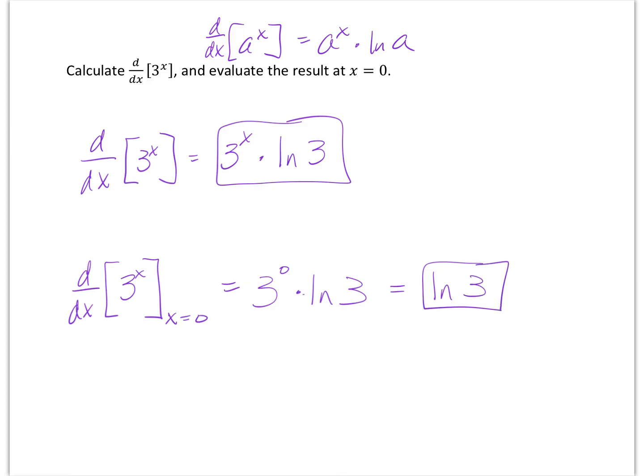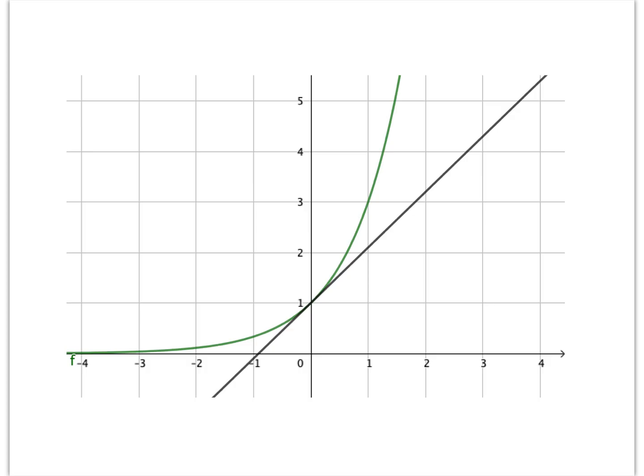To interpret that graphically, that is the slope of the tangent line to y equals 3 to the x at x equals 0. And here's a picture of what we just found. This is the graph of y equals 3 to the x, and this line is the tangent line to the graph at x equals 0. So here's x equals 0, it's tangent at that point, and you can see that it has a slope of the ln of 3.